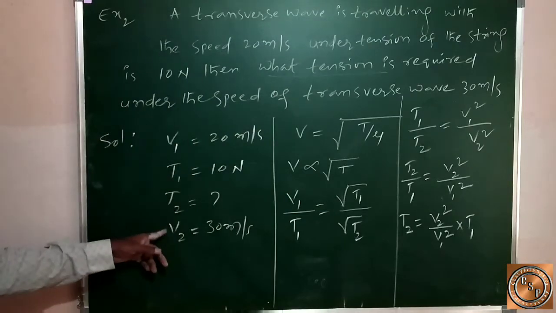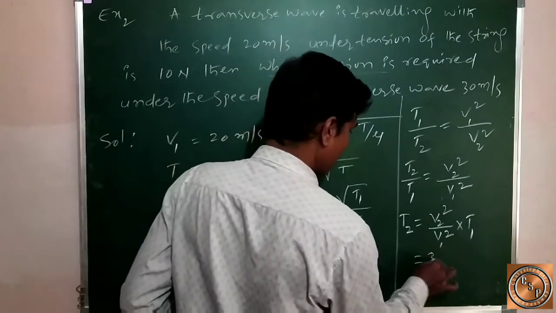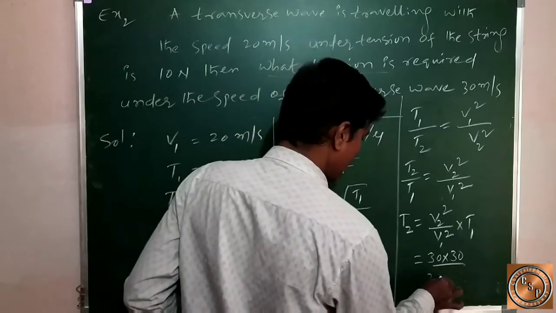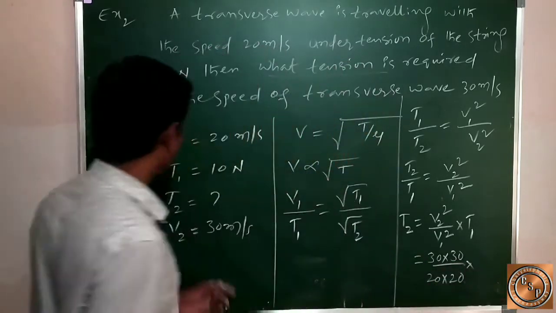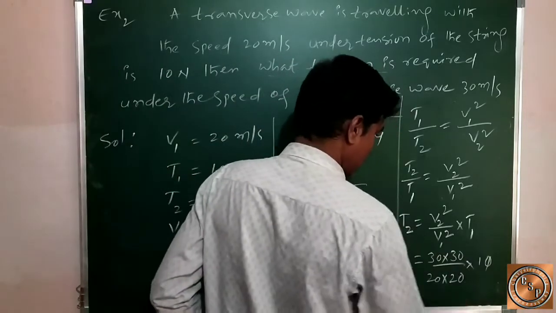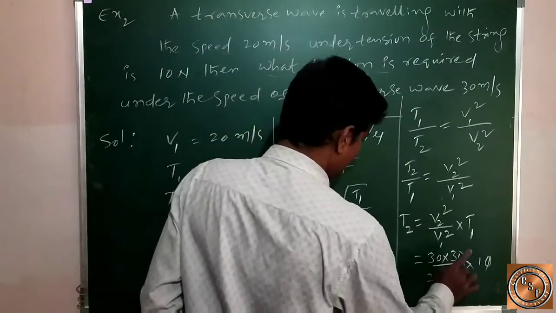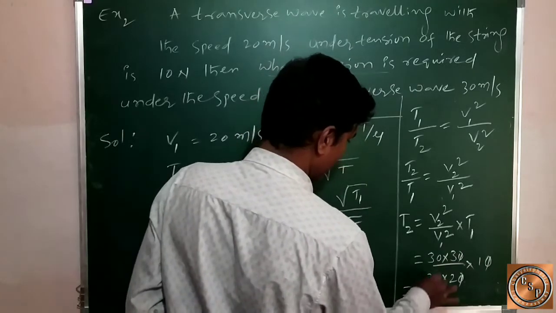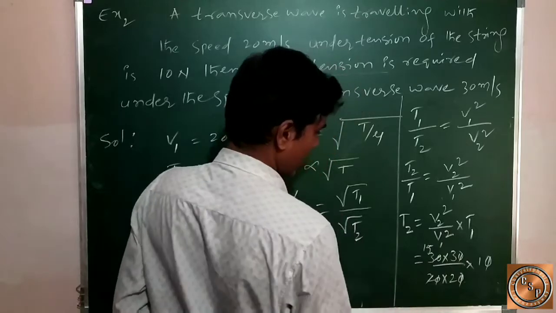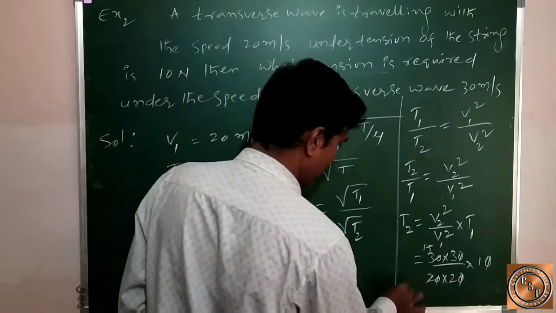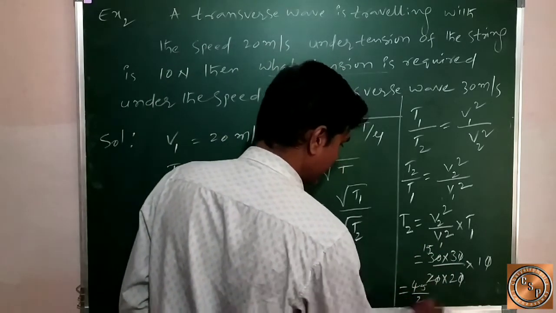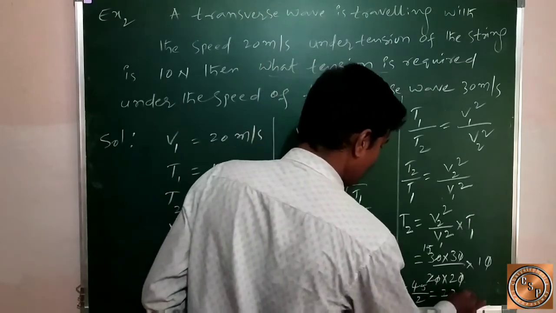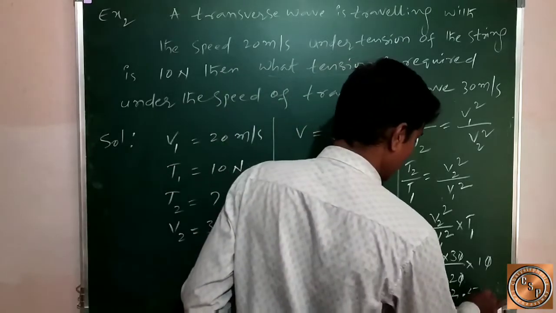So what is v2 here? v2 is 30. That means 30 into 30 by v1. v1 is 20, 20 into 20, into, what is T1 here? T1 is 10. Here 0, 0 cancel and 30 is there, no? 0, 0 cancel, 3 nines are 9, that is 90. Here 2 ones are 2, 2 fives are 10, 45. 45 by 2 means 2 twos are 4 and 2 fives are 10, that is 22.5 newtons.